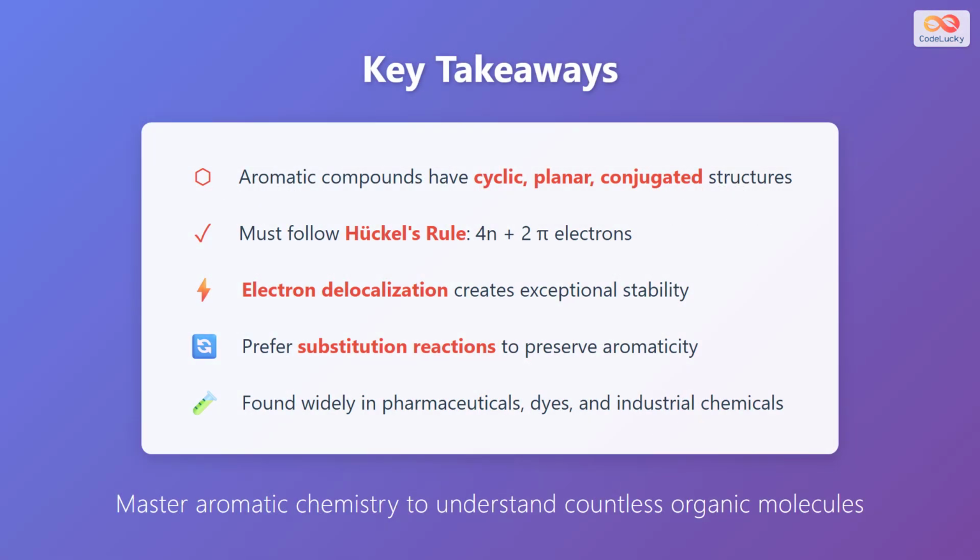Let's review the essential concepts. Aromatic compounds must have cyclic, planar, and conjugated structures. They must follow Hückel's rule with 4n plus 2 pi electrons. Electron delocalization creates exceptional stability through resonance energy. These compounds prefer substitution reactions over addition reactions to preserve their aromatic character. Finally, aromatic compounds are found widely in pharmaceuticals, dyes, and industrial chemicals, making them essential to modern chemistry and industry. Mastering aromatic chemistry is crucial for understanding countless organic molecules you'll encounter in advanced chemistry courses and real-world applications.